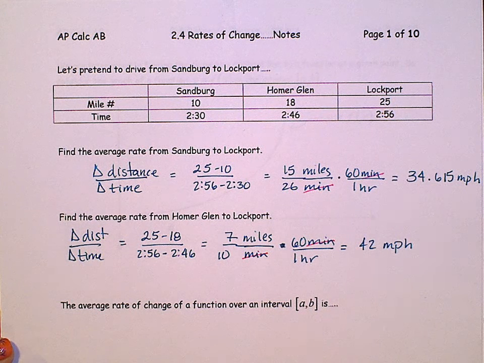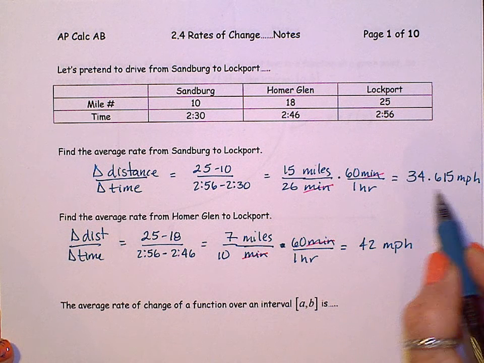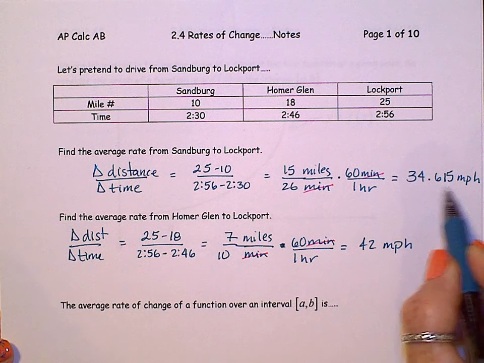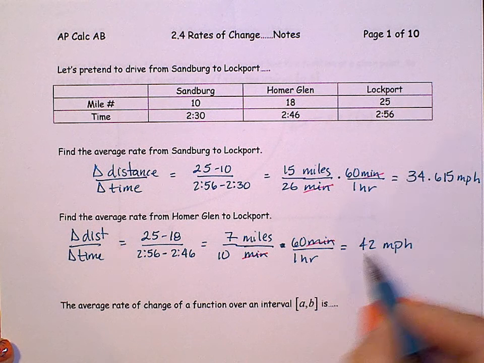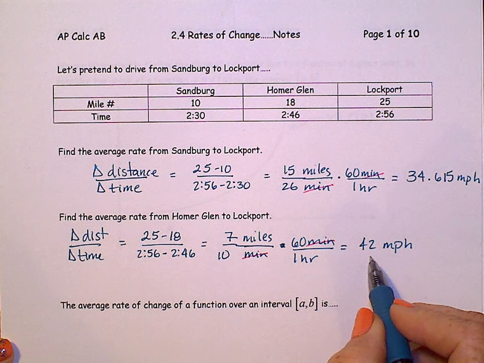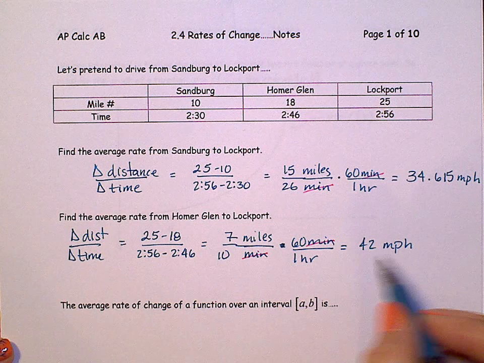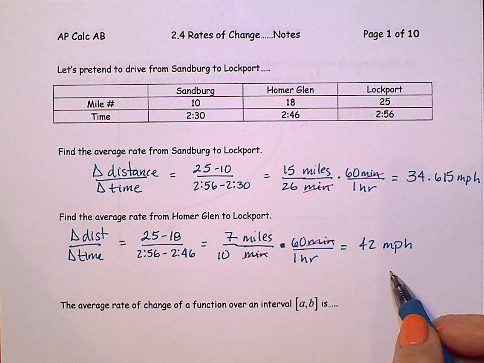And that makes sense. Sandburg to Lockport, there's a lot more traffic. Sandburg to Lockport averaged 34.6, and Homer Glen to Lockport 42. So the whole thing had an average of 34, but just this little bit, 42, which makes sense because that last bit going from Homer Glen to Lockport, it's a lot more country roads, fewer stop signs, less traffic, etc.